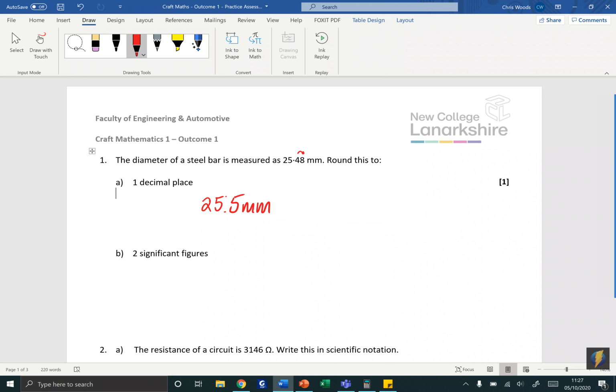Significant figures, slightly trickier. I know some of you might struggle with that concept, and it's a difficult concept to understand. 25.48, as that number stands, has 1, 2, 3, 4 significant figures. We want to round to 2 significant figures, so much like the decimals, the place after this, the third place value, the 4, is going to decide what we do. It's below the threshold for rounding. The threshold for rounding is 5, so to round to 2 significant figures, this 4 does nothing to the 5, so it stays as 25 millimetres.